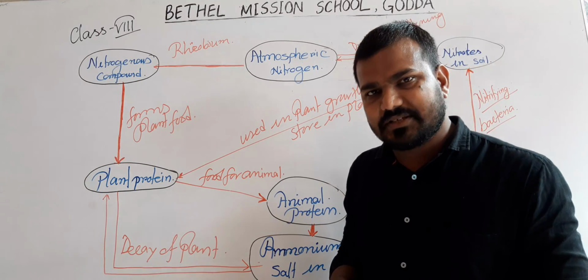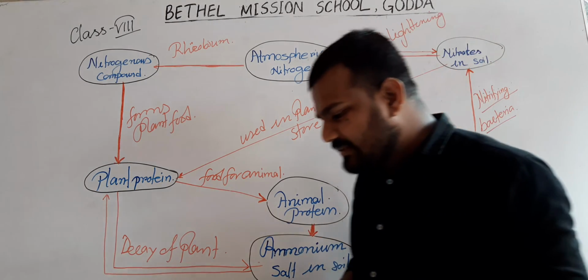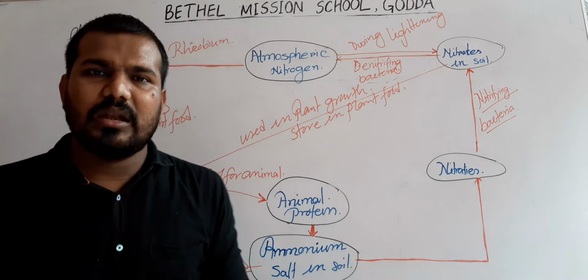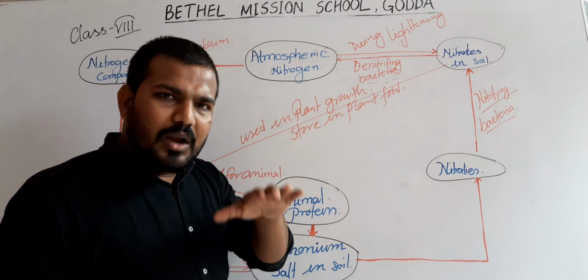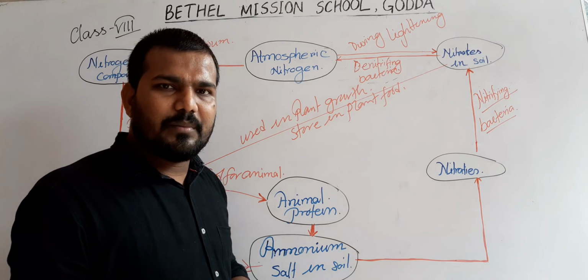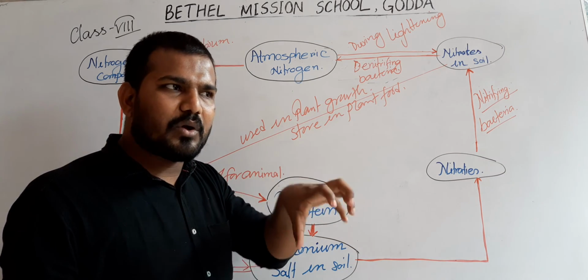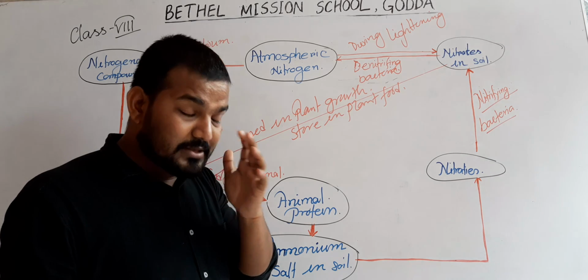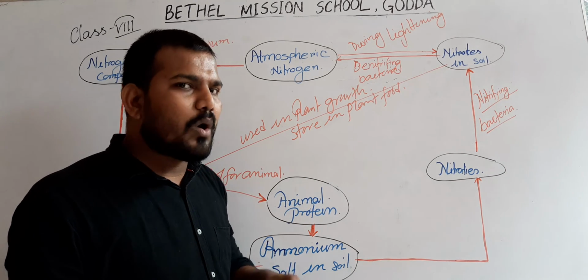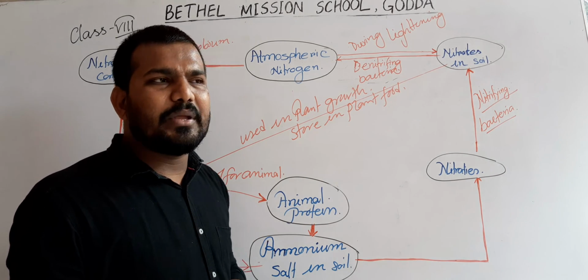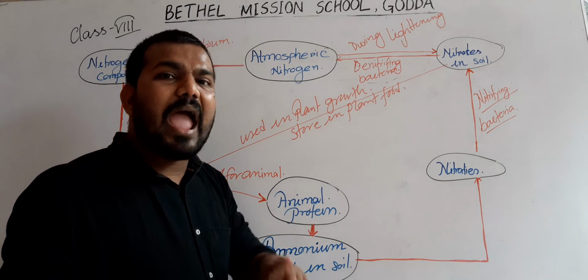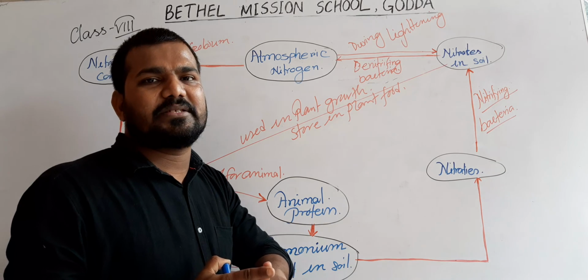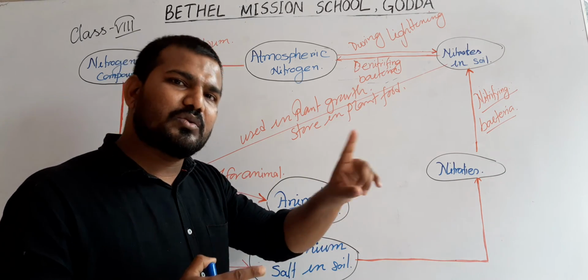Now after the death of a living organism, it decays. Our body will be decomposed within the soil. Some symbiotic organisms decompose our body and break it down into the smallest parts. Now during this, ammonification will take place. The nitrates will be converted into ammonia.